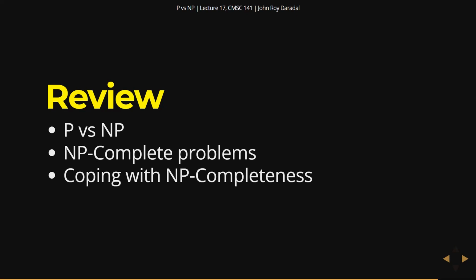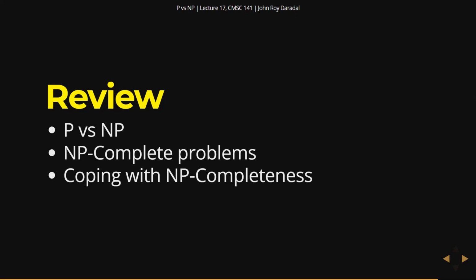We also talked about NP-complete problems, which are the hardest NP problems. So everything can be reduced to this NP-complete. And we can use the NP-complete problems to prove that either P is equal to NP or P is not equal to NP.